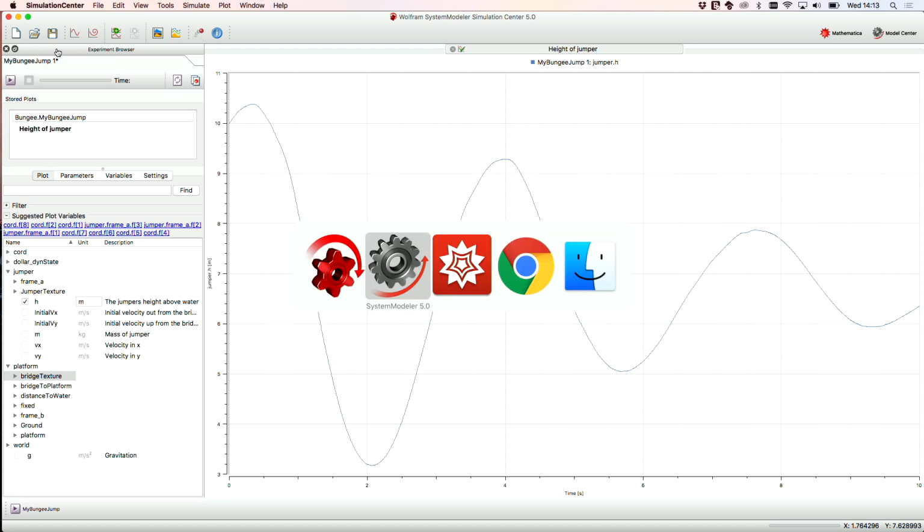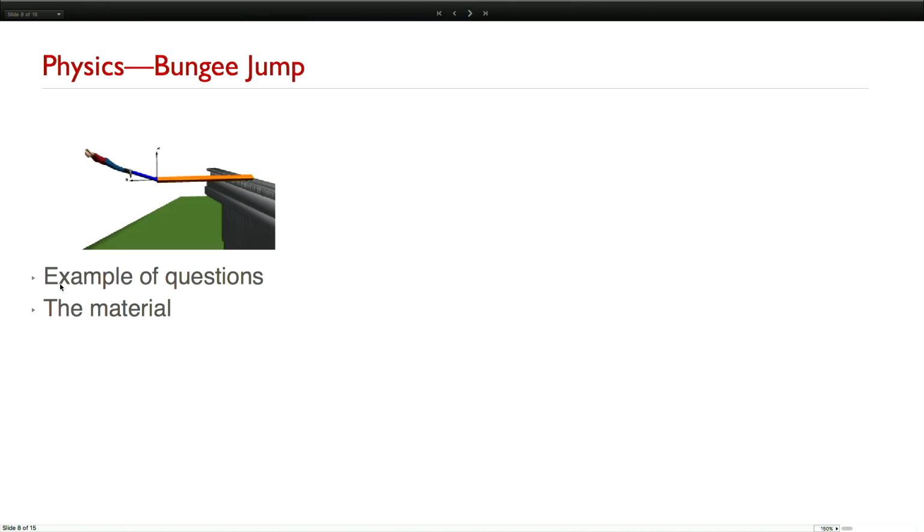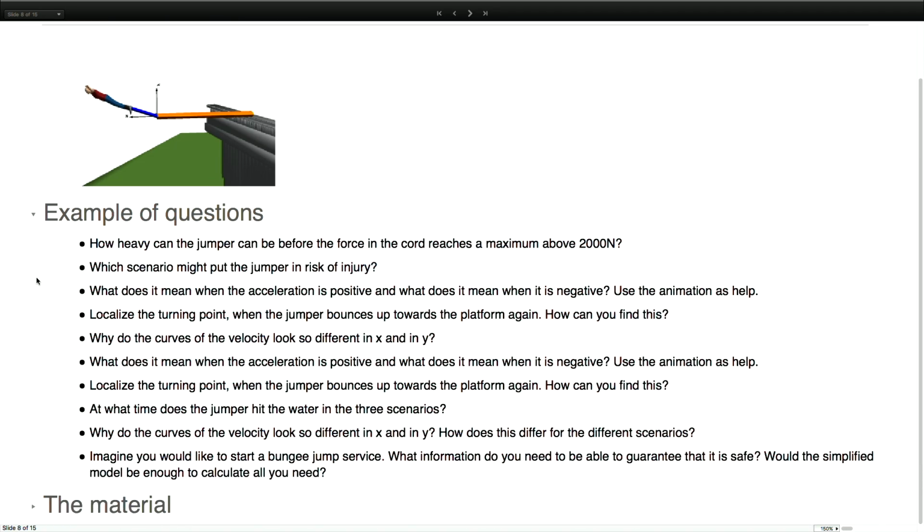So what could they do if they have this? Let's look at the type of questions that you could have, and I'm not going through all of them. There are more questions in the assignments, but there are things like which scenario might put the jumper at risk? So how do you assess that this is a safe thing to do? Localize turning points when the jumper bounces up towards the platform again. How can you find this?